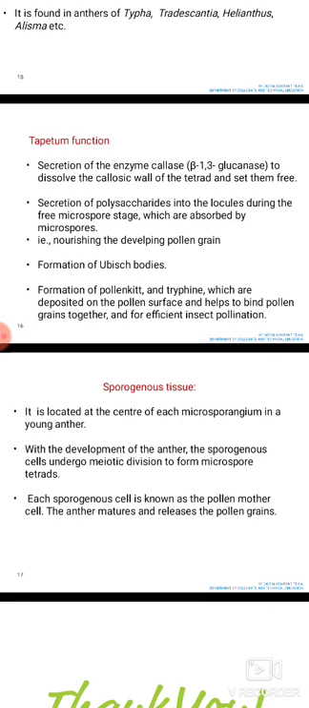Sporogenous tissue. It is located in the center of each microsporangium in the young anther. With the development of the anther, the sporogenous cells undergo meiotic division to form 4 microspores. Tetrad. Each sporogenous cell is known as a pollen mother cell. The anther matures and releases the pollen grains.